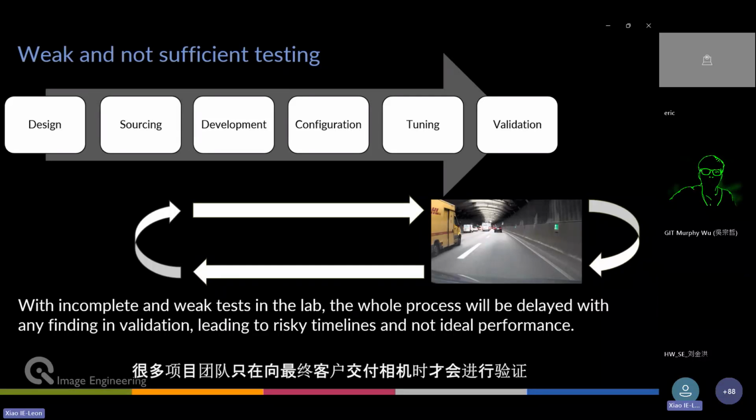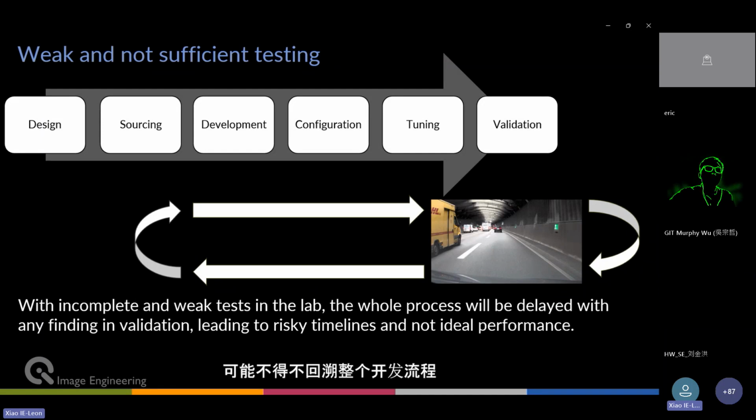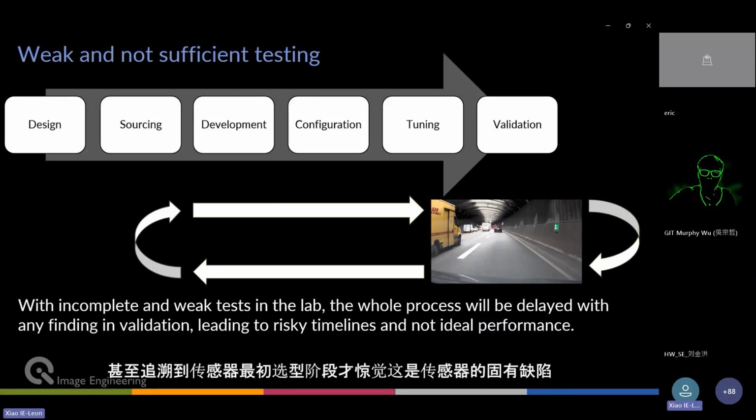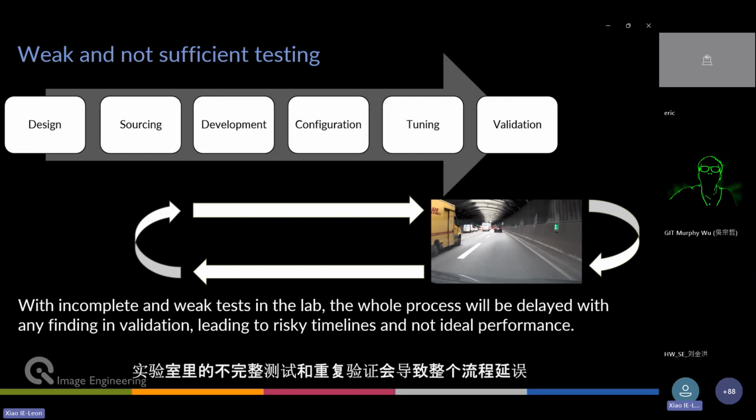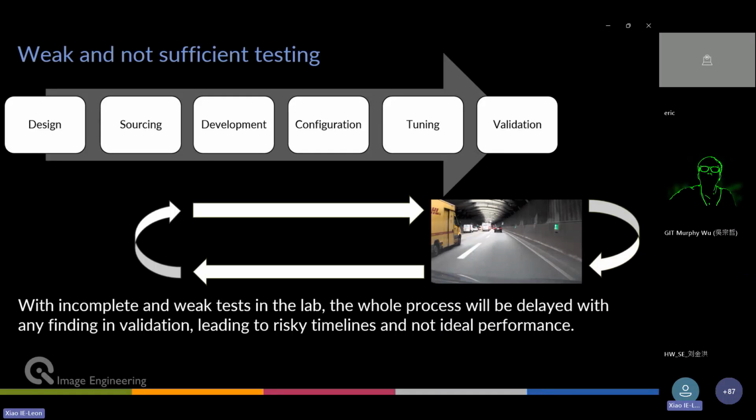Okay. So what many projects that I've seen do is they only add validation when they want to give the camera to the final customer. They investigate and see these issues that we just have seen, and then they potentially have to go all the way back, maybe even to sourcing, and realize, oh no, we took the wrong sensor. So that's maybe not the best way to do it. With incomplete and weak testing in the lab, the whole process will be delayed by any finding in validation, and that leads to a risky timeline and not ideal performance.